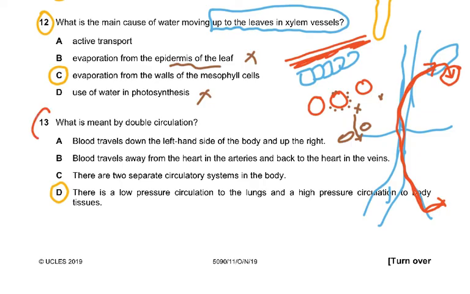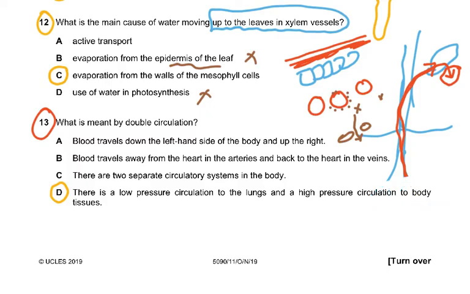Question number 13. What is meant by double circulation? Blood travels down the left side of the body and up the right. Blood travels away from the heart in the arteries and back to the heart in the veins. There are two separate circulatory systems in the body. There is low pressure circulation to the lungs and a high pressure circulation to the body tissues.